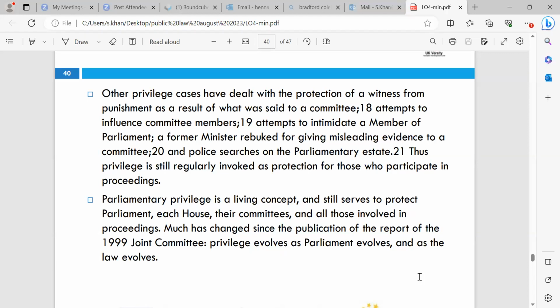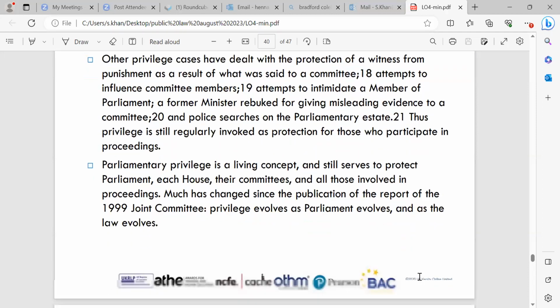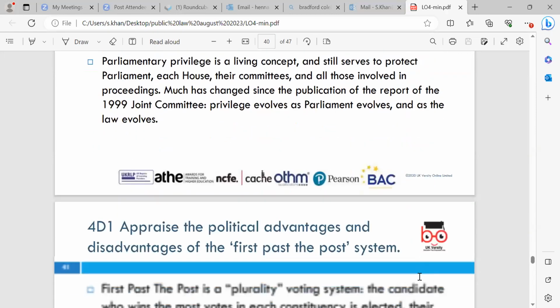Parliamentary privilege is a living concept and still serves to protect Parliament, each House, their committees, and all those involved in proceedings. Much has changed since the publication of the report of 1999. Joint Committee privilege evolves as Parliament evolves, as the law evolves.